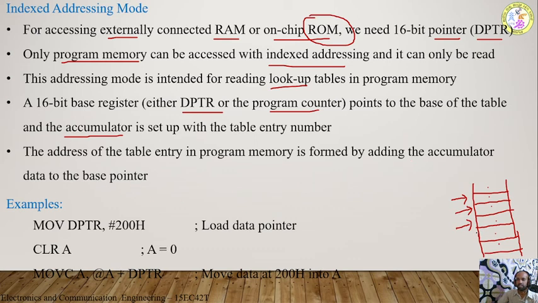So how to decide the final address? The actual address of the memory location can be obtained by adding the accumulator and the base pointer. What is the base pointer? The base pointer may be either DPTR or the program counter.